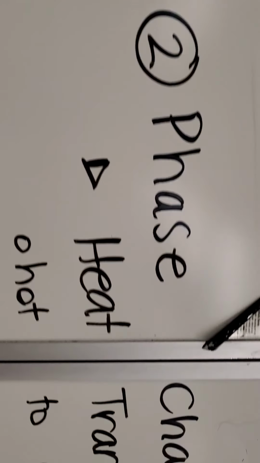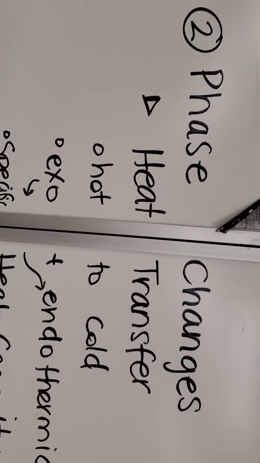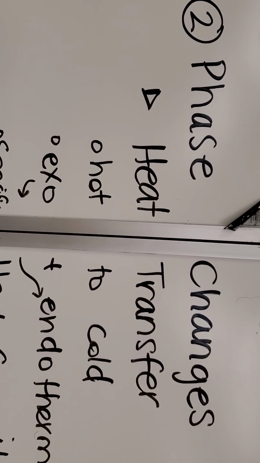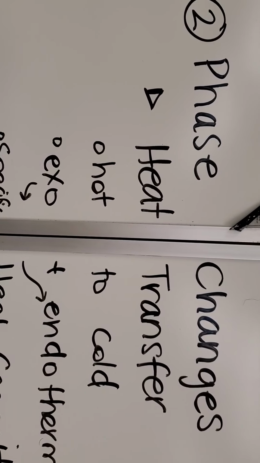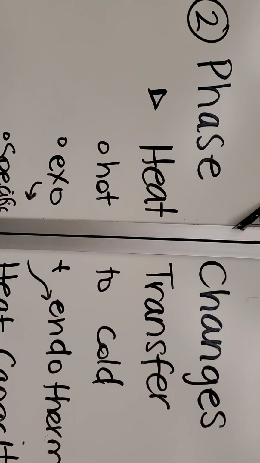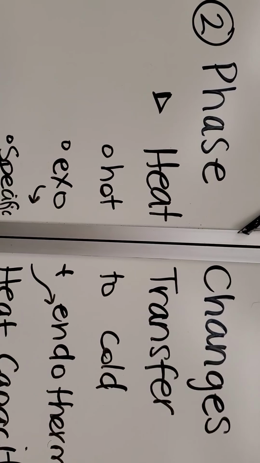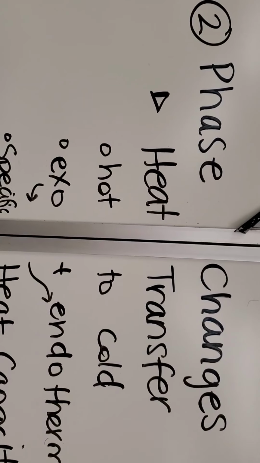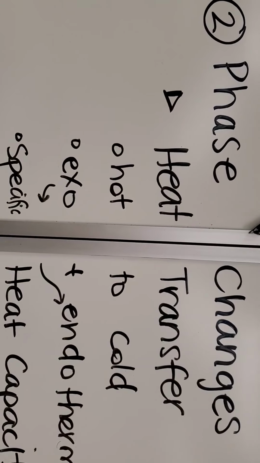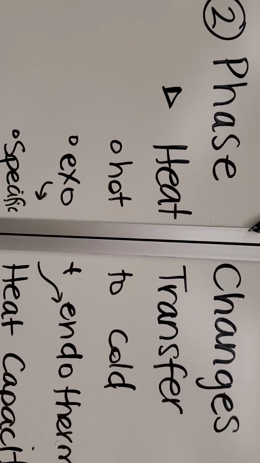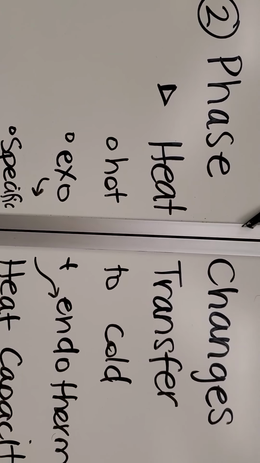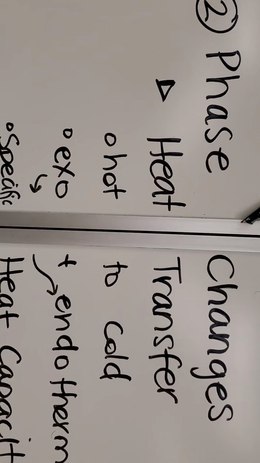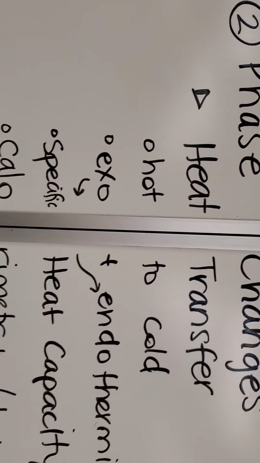In key concept 2, we talked about phase changes. Phase changes means switching from solid to liquid to gas, or backwards. That involved heat transfer. So heat transfer always occurs from something that's hot to something that's cold. Exothermic means that the heat will leave. Endothermic means that heat will be absorbed. Exothermic changes have a negative Q.